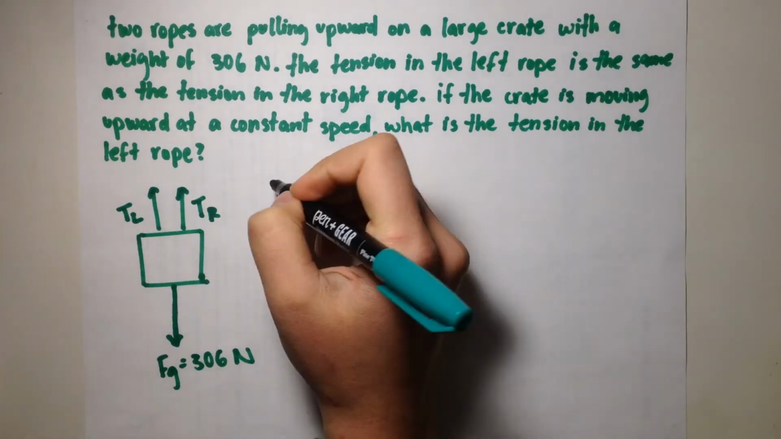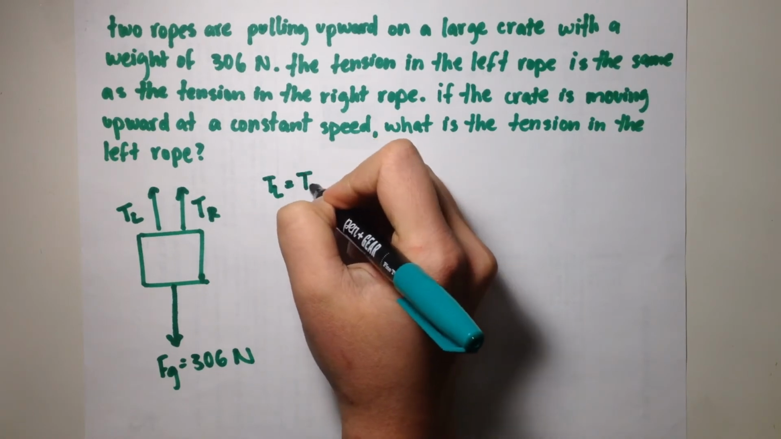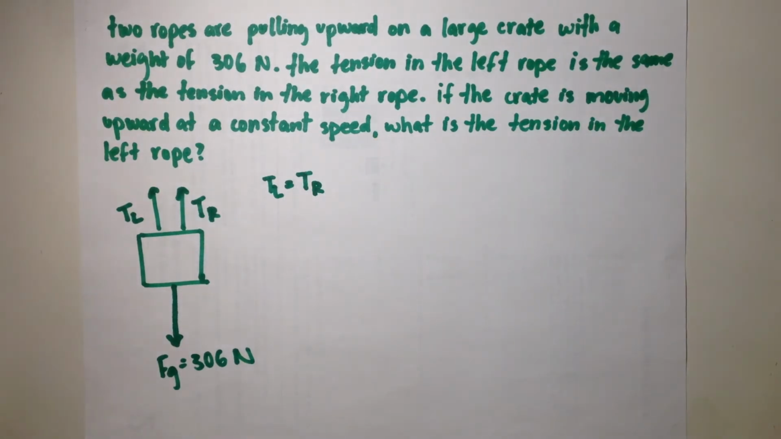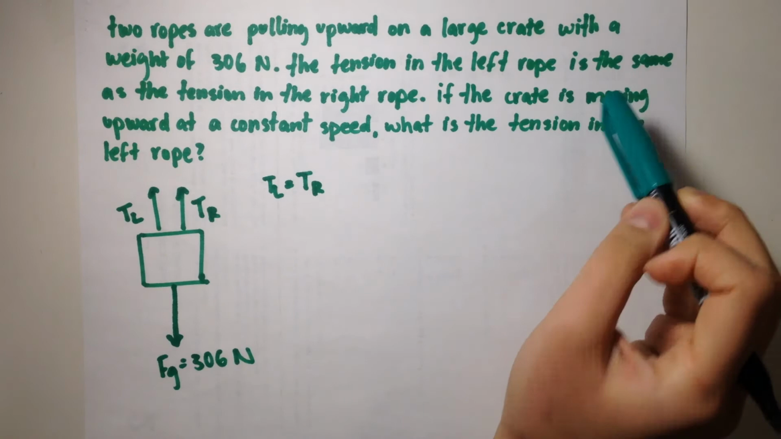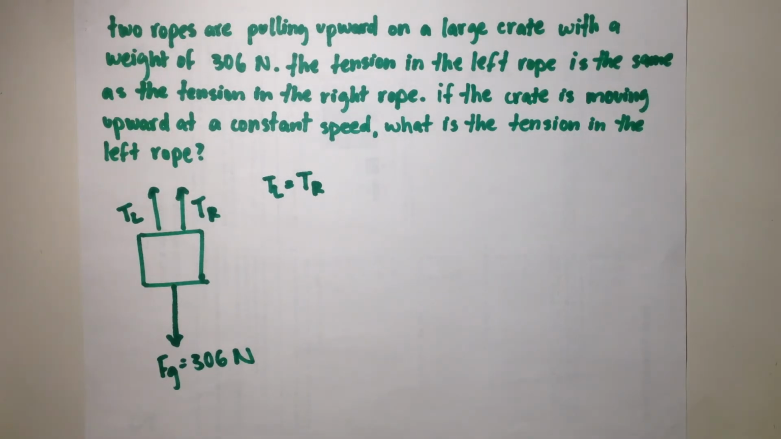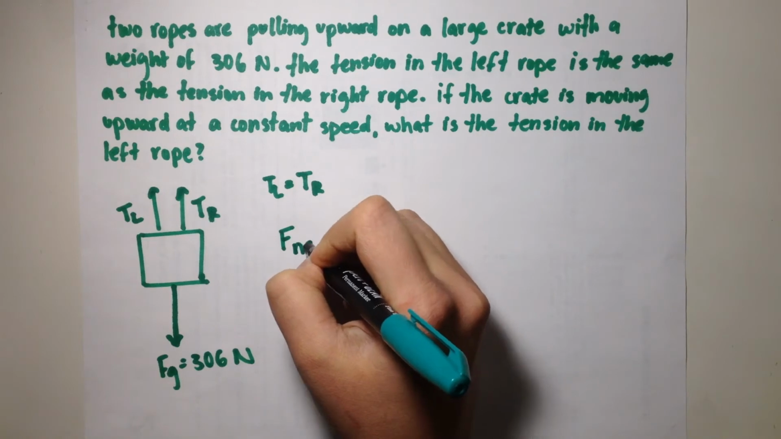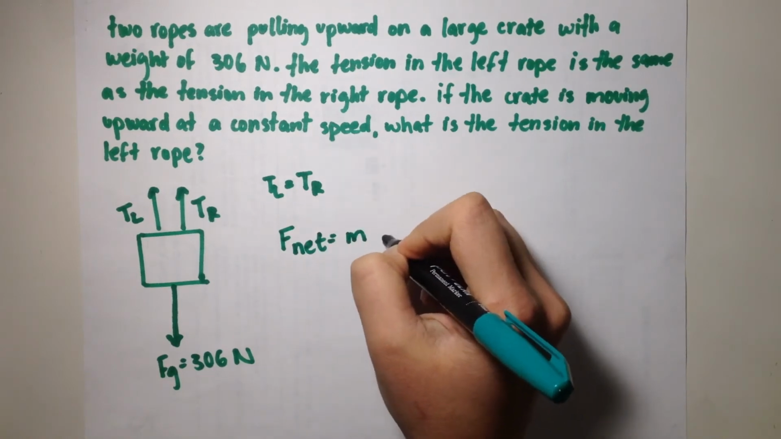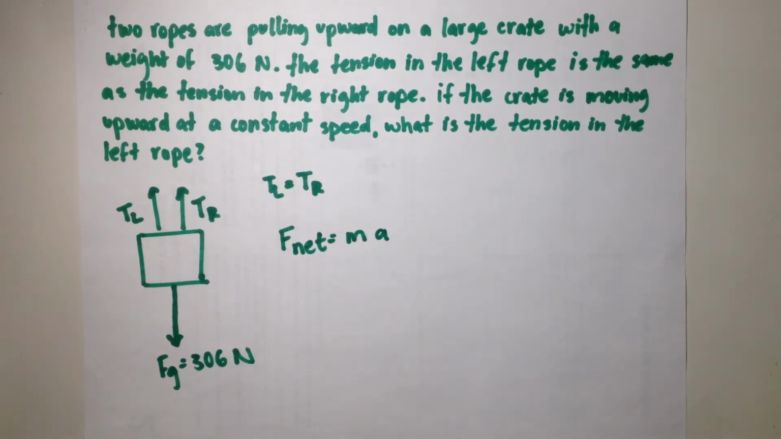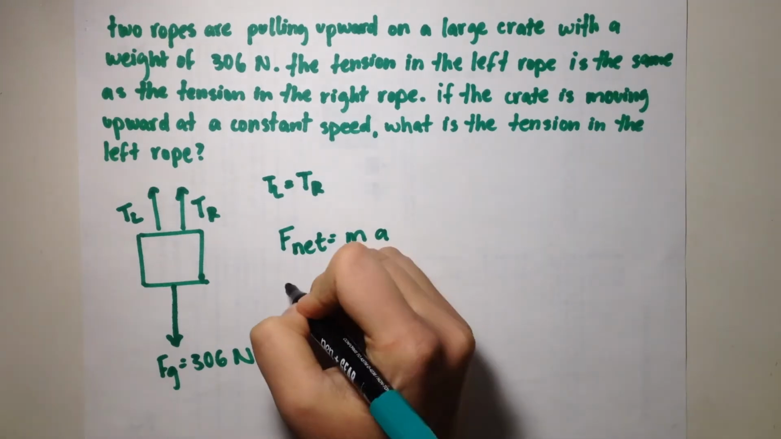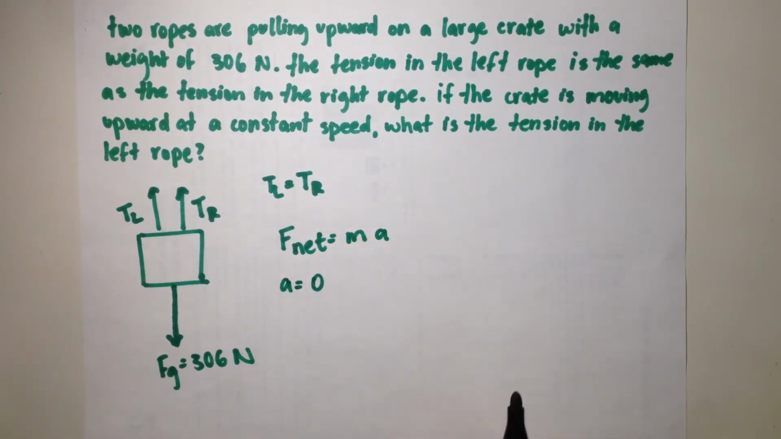And we know that TL is equal to TR because it says here the tension in the left rope is the same as the tension in the right rope. So let's use our generic formula for force problems, Newton's second law, which is the net force is equal to the mass times the acceleration. And we know that the acceleration is equal to 0 because the speed is constant. So velocity is constant, that means that acceleration is 0.